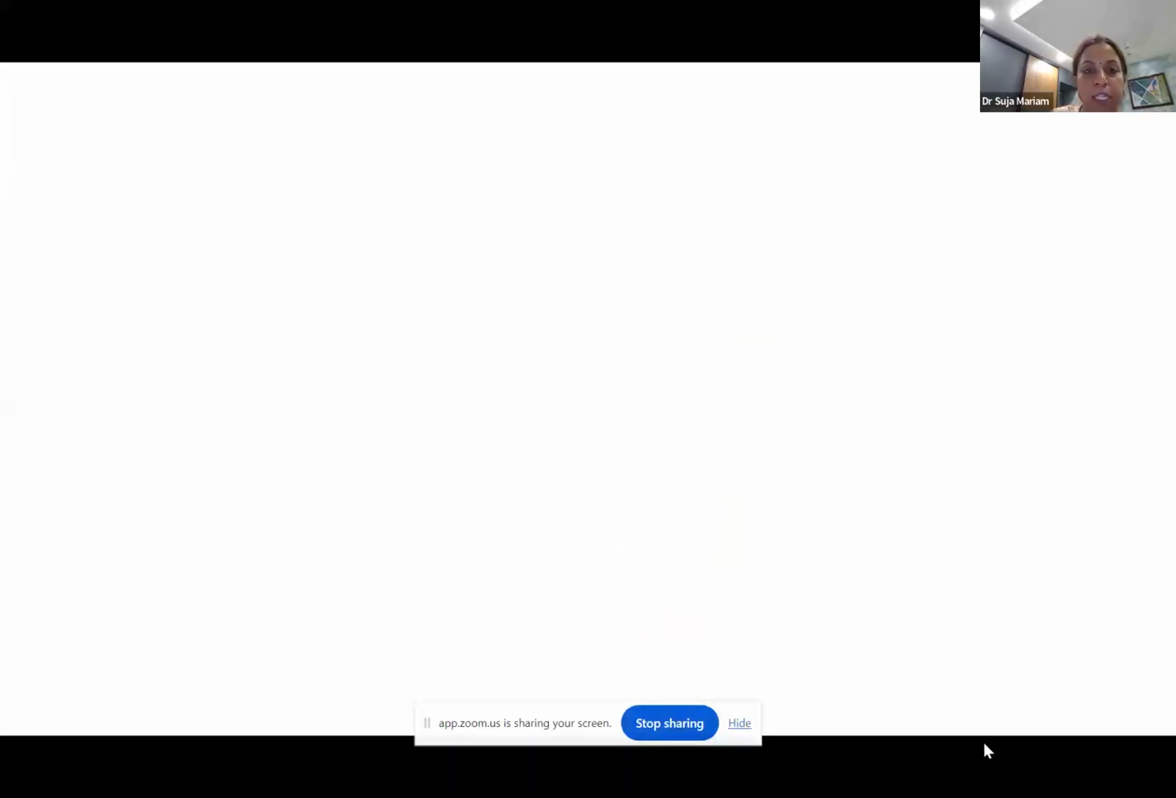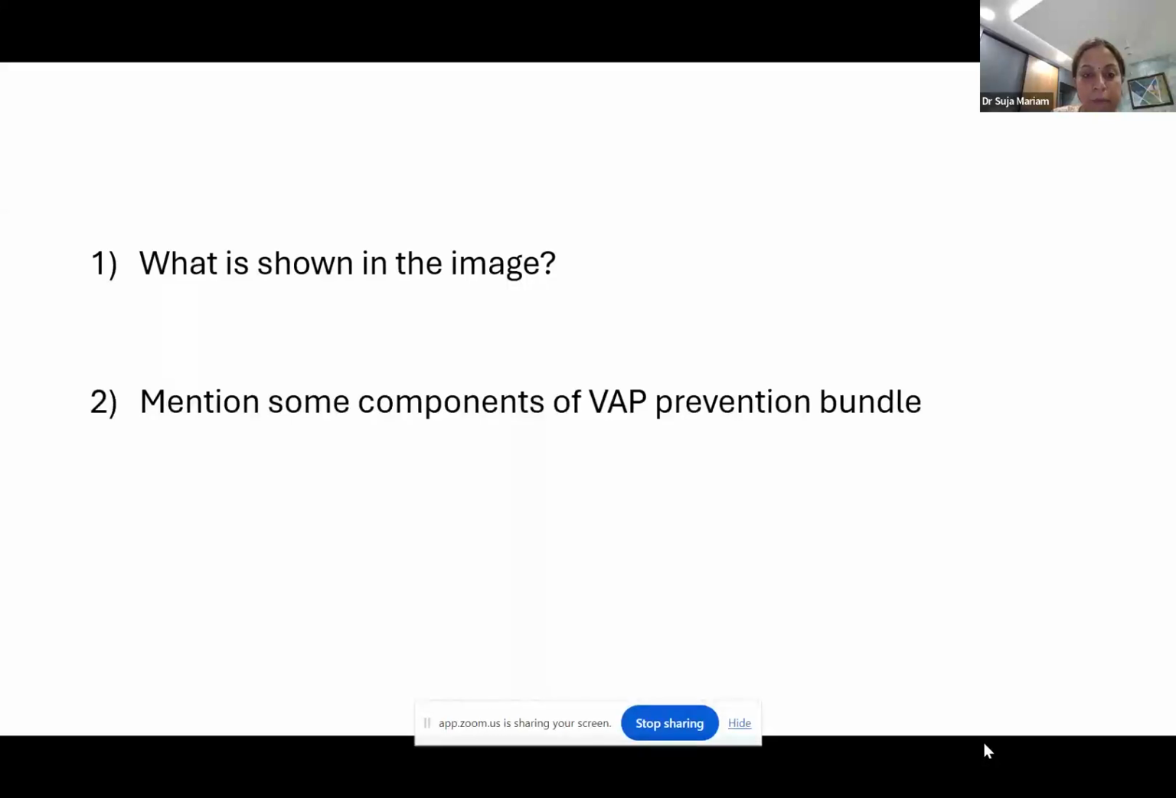Now let's go into the questions. So you have already answered this. This is a continuous closed suction device. Mention some components of VAP prevention bundle. So this can be a theory question also for you, VAP prevention bundle.